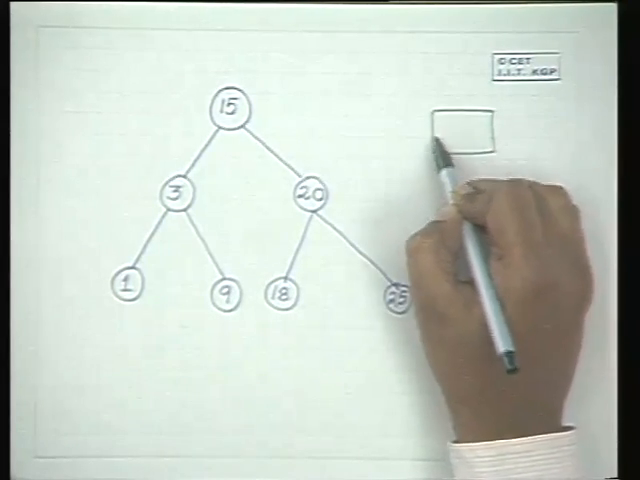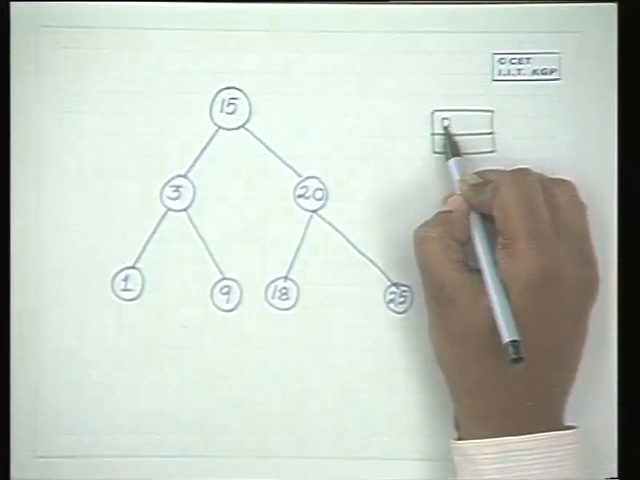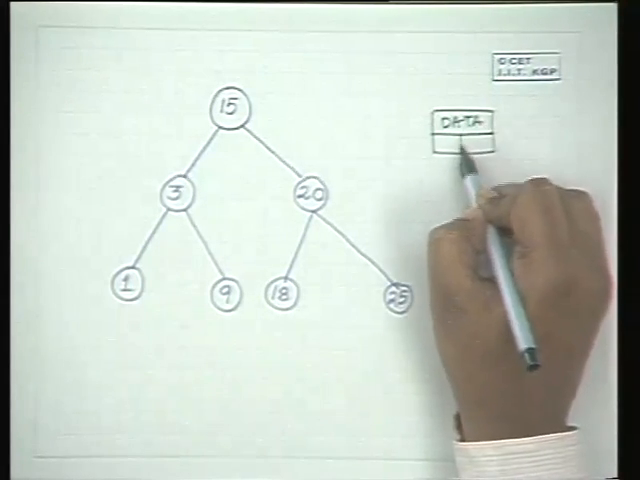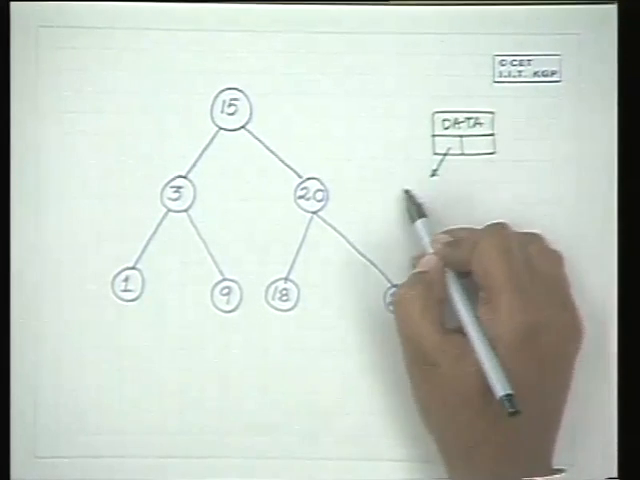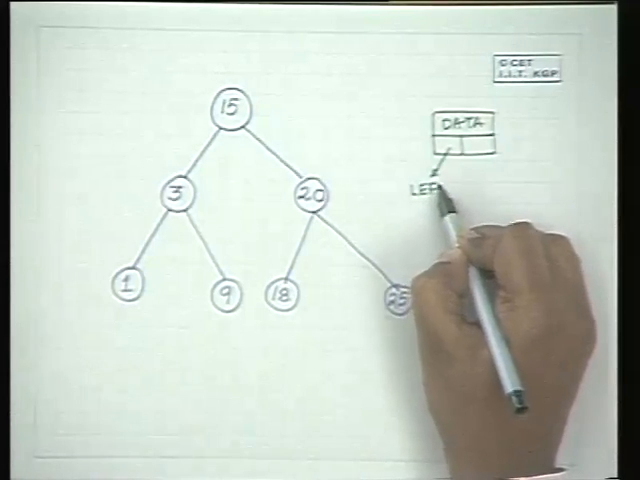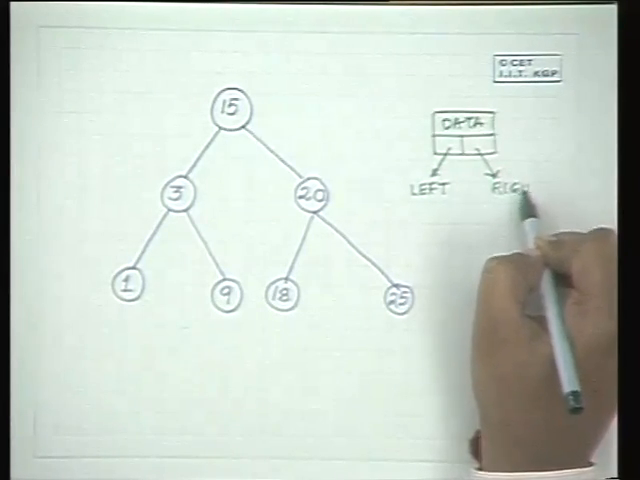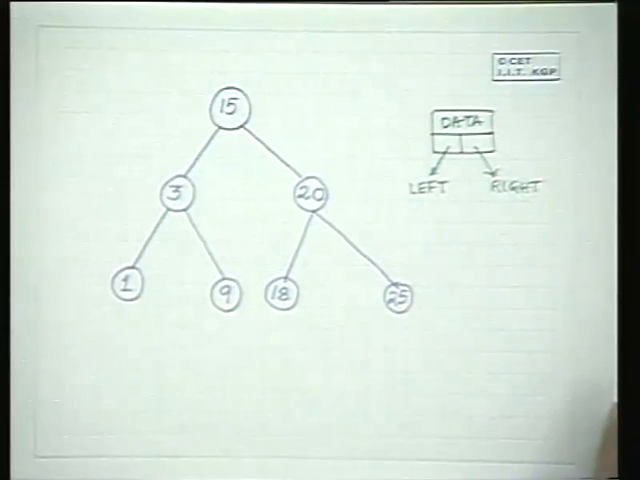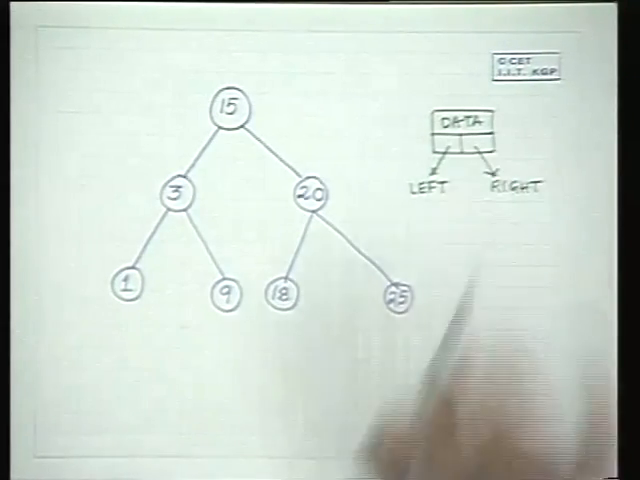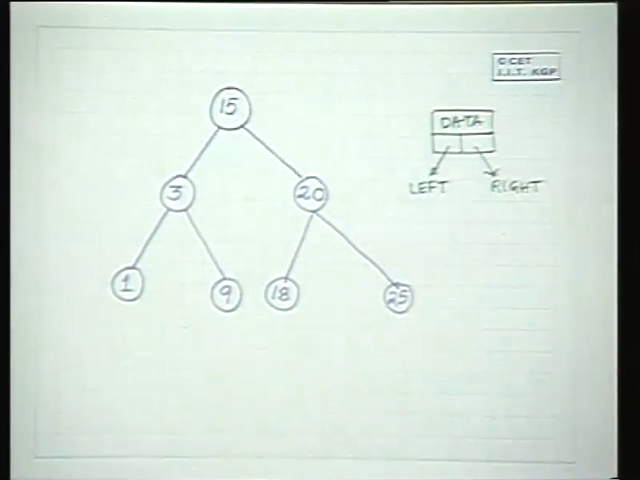diagrammatically is data and two link fields, one is called the left and one is called the right. And this points to the same node structure, this points to the same node structure.